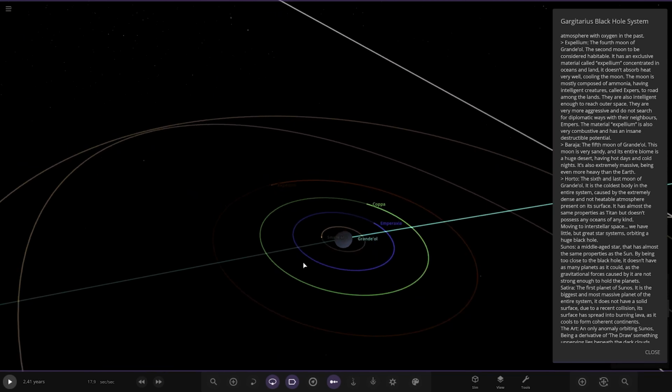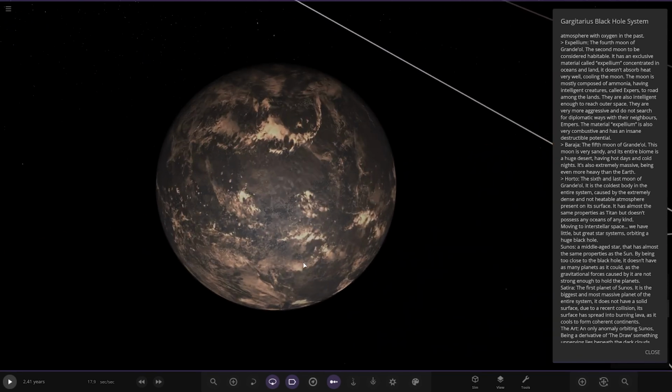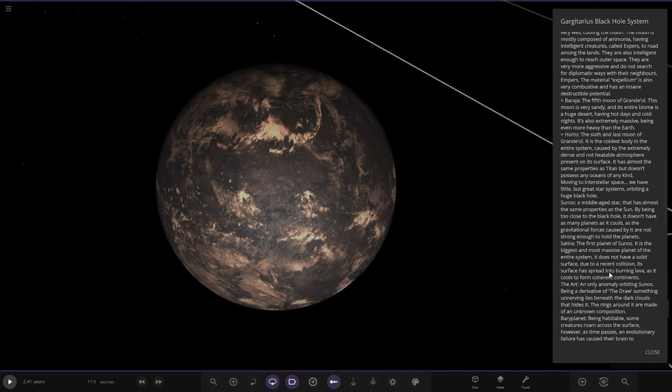Next up we've got Expilium, the fourth moon and the second moon to be considered habitable. It has an exclusive material called Expilium concentrated in the oceans and land. It doesn't absorb heat very well, cooling the moon. The moon is mostly composed of ammonia, with intelligent creatures called X-Bears roaming the lands. They are also intelligent enough to reach outer space. They are very aggressive and do not seek diplomatic ways with their neighbours. The material Expilium is also very combustible and has an insane destructive potential.